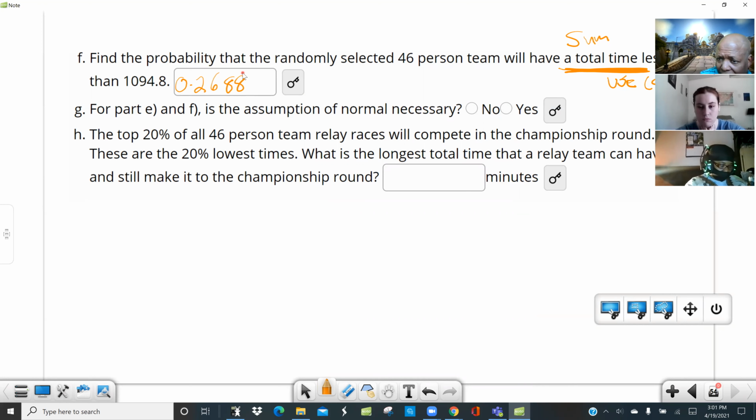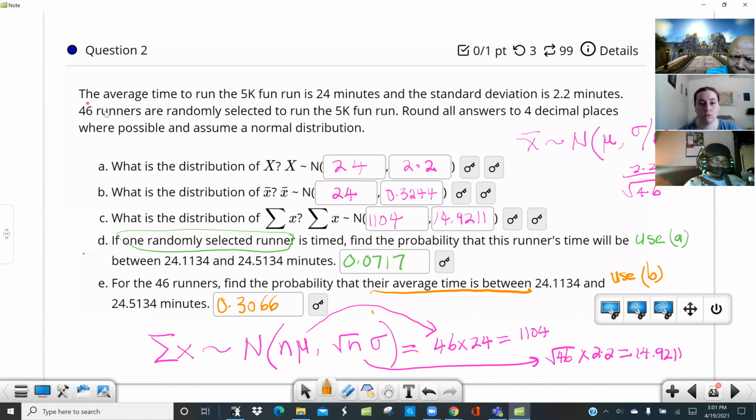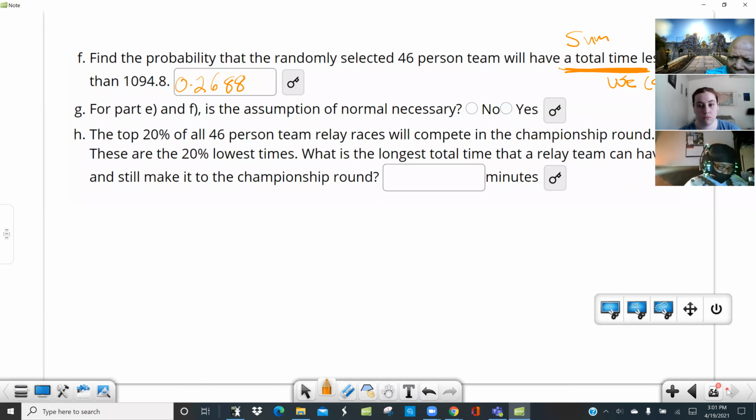On the calculator. For part E and F, is the assumption of normal necessary? Of course not. Why? We have a whopping 66 runners. So this assumption here was not really that necessary. That's the no, where the sample size is large enough.